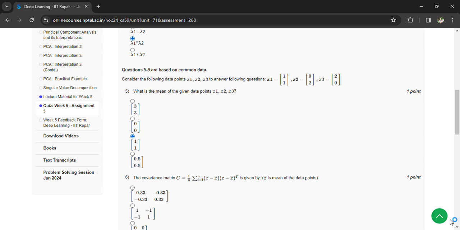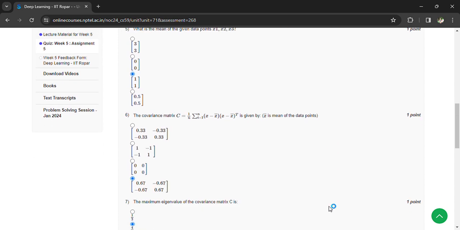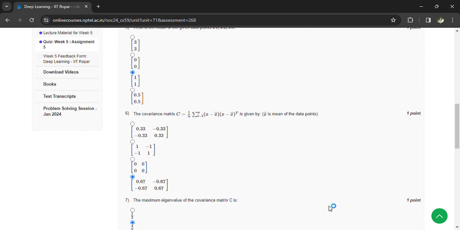The covariance C is equal to 1 by n sigma i is equal to 1 to n, (X minus X bar)(X minus X bar) transpose, where X bar is the mean of the data points. And the covariance is 0.67, minus 0.67, minus 0.67, 0.67.